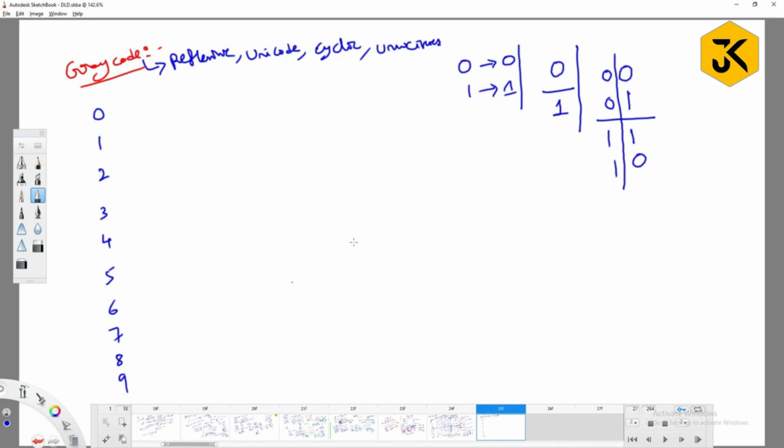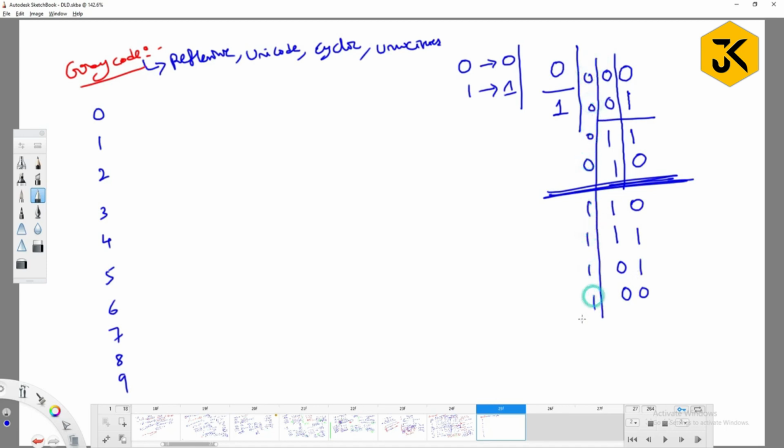Try to extend this one to a 3-bit system. What is going to happen? If this is the mirror, here you are going to get 1 0, here 1 1, here 0 1, 0 0. Is it okay? Now try to add zeros above and ones below. Is it a mirroring or not? Yes, right? So try to think.